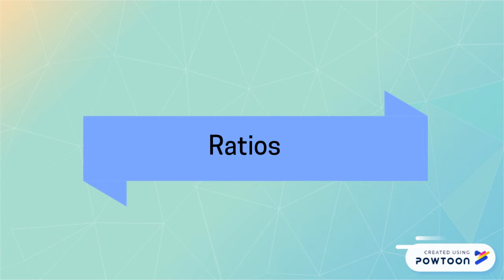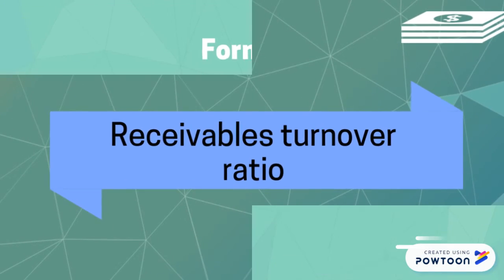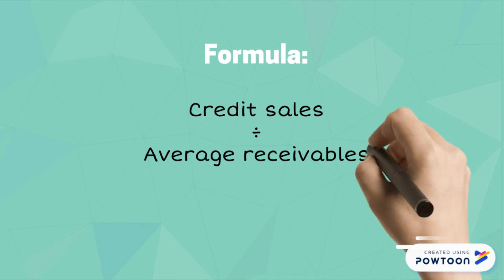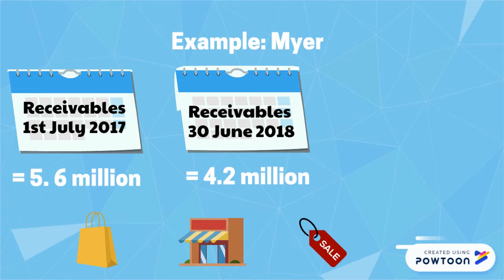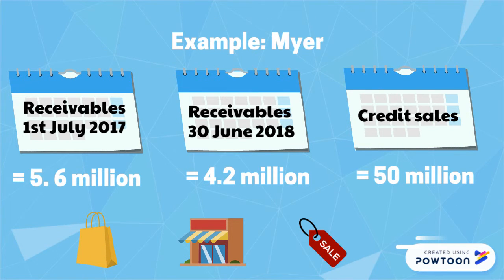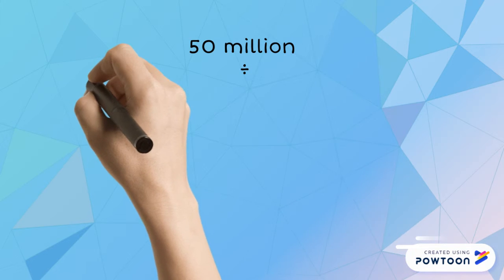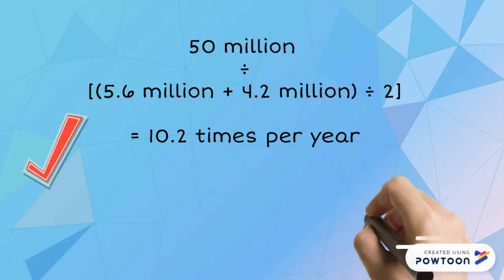The first ratio we will talk about is the receivables turnover ratio, which indicates how many times during a period a company generates and collects receivables. The formula is credit sales divided by average receivables. For example, Maya had the following figures for the 2018 financial year. When placed into the formula, we see that Maya collects its receivables approximately 10 times each year.